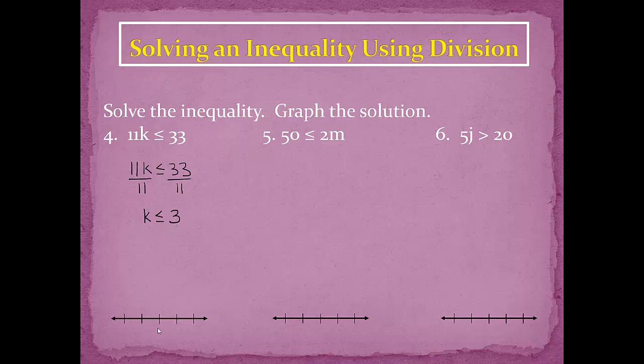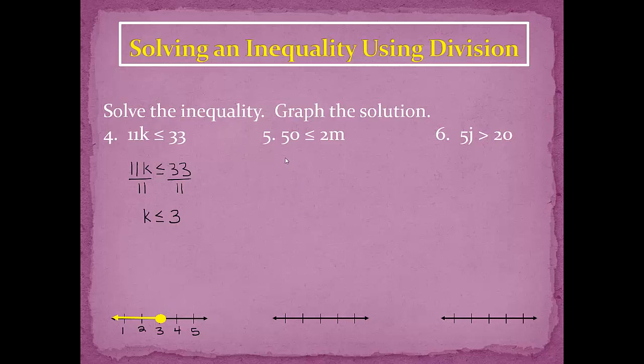Now we need to fill out the number line. So I'll have 3 on the number line, and then to the right I have 4 and 5, and to the left I have 2 and 1. My symbol is less than or equal to, so at 3 we will have a closed circle, and then we will shade to the left, because those are the numbers that are less than or equal to 3.